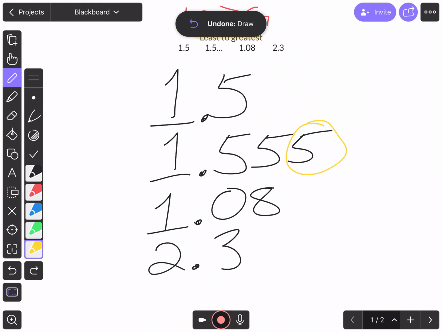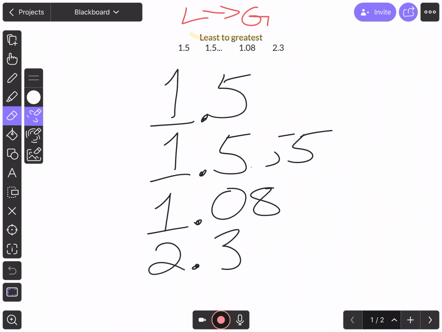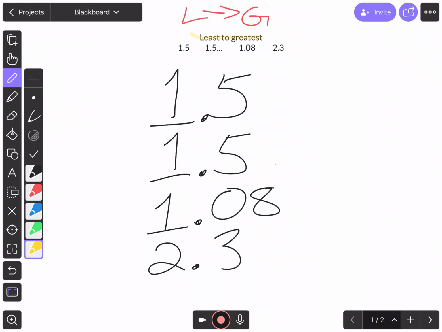So I'm going to take this 5, and that tells me to round up. So then this 5 becomes a 6. Okay, so I rounded that one up. Remember, that was 1.5 repeating. The next step is to make sure all of the numbers have the same amount of digits. So I'm going to add a 0 there and a 0 there. Now they all look like money.